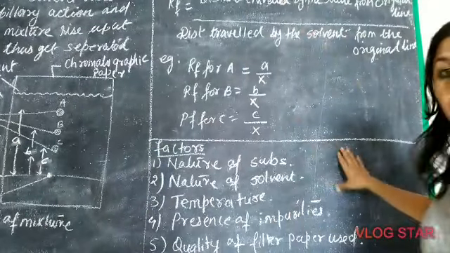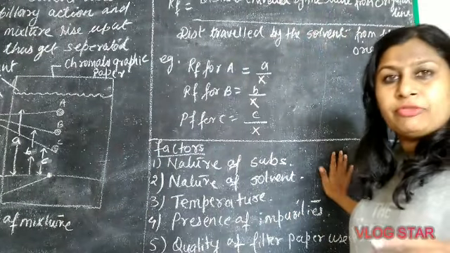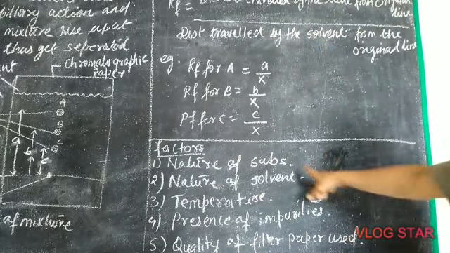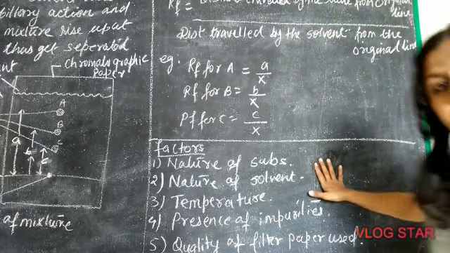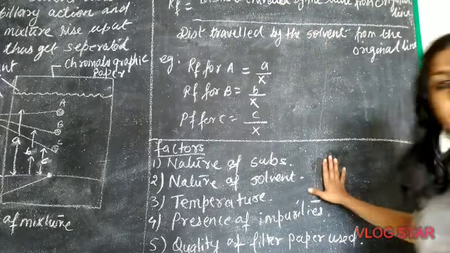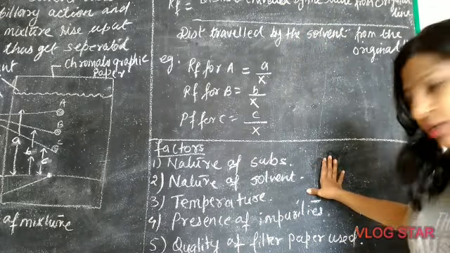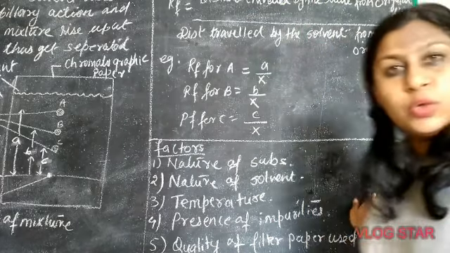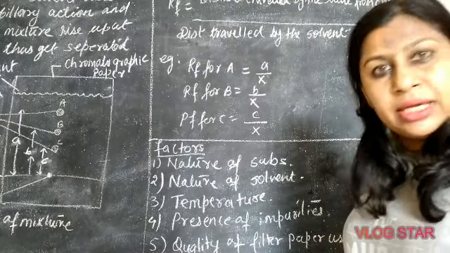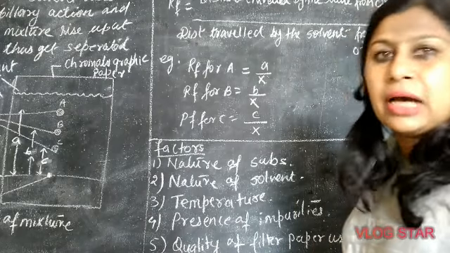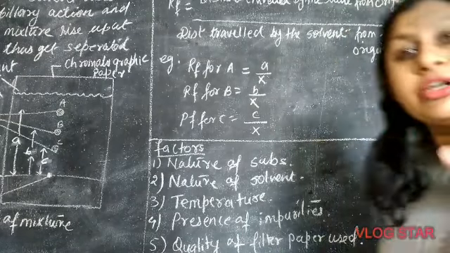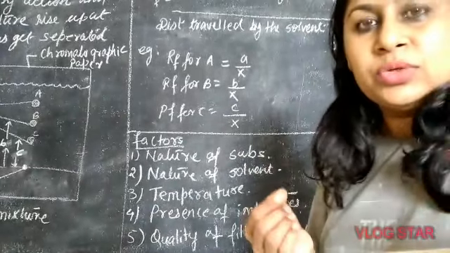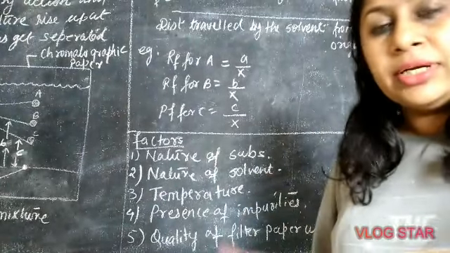Now children, the RF value of different substances will be different, and it depends on certain factors like the nature of the substance, the nature of the solvent, temperature, and the presence of impurities. If any impurity is there, you know that there is a change in the substance. Even the boiling and melting points change, and the same way the RF also changes. And the quality of filter paper used, yes, that is also very important. Which type of filter paper you use matters, whether the capillary action is fast or slow.